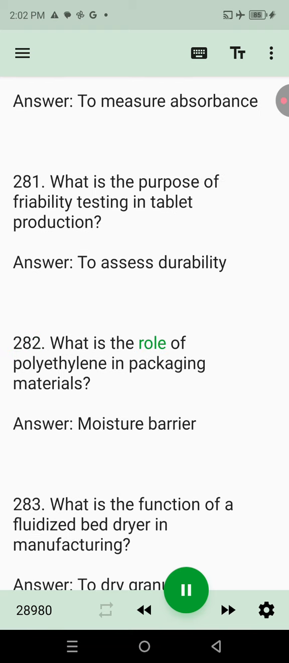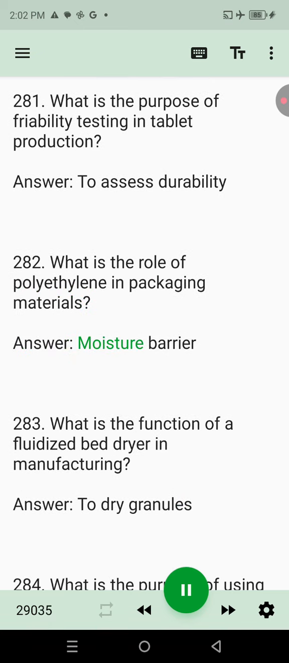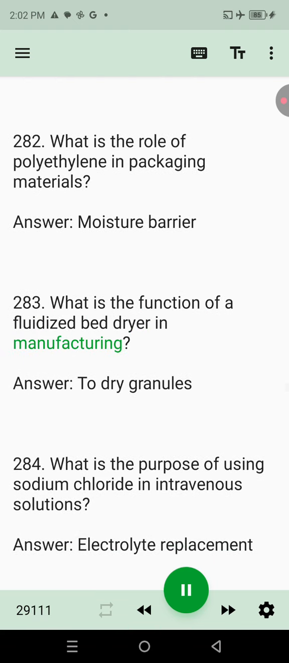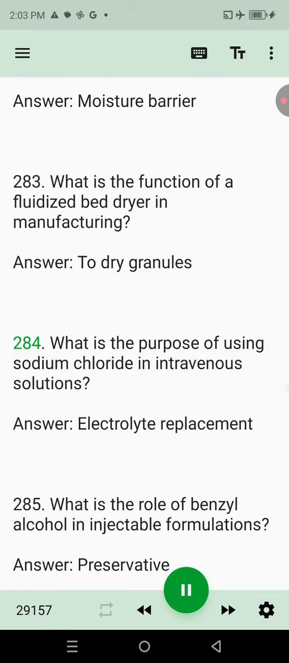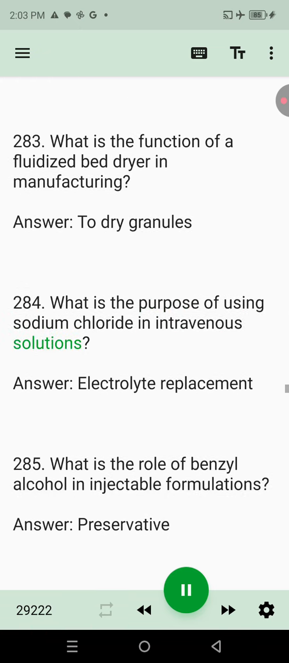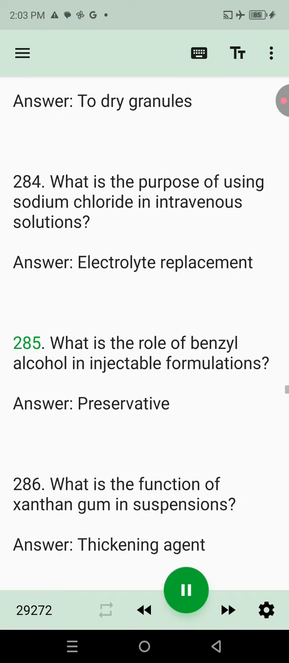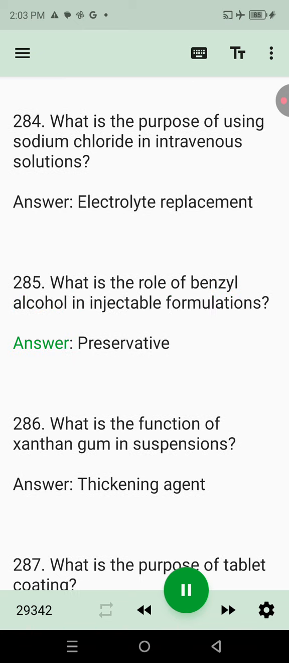282. What is the role of polyethylene in packaging materials? Answer: moisture barrier. 283. What is the function of a fluidized bed dryer in manufacturing? Answer: to dry granules. 284. What is the purpose of using sodium chloride in intravenous solutions? Answer: electrolyte replacement. 285. What is the role of benzyl alcohol in injectable formulations? Answer: preservative.